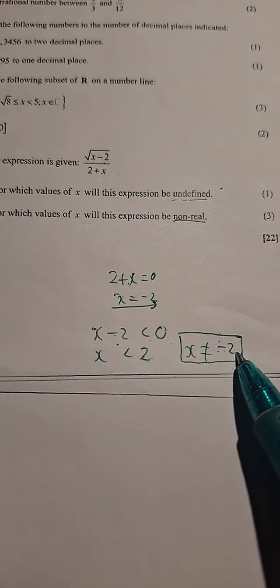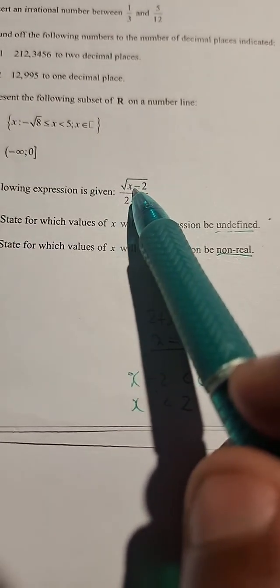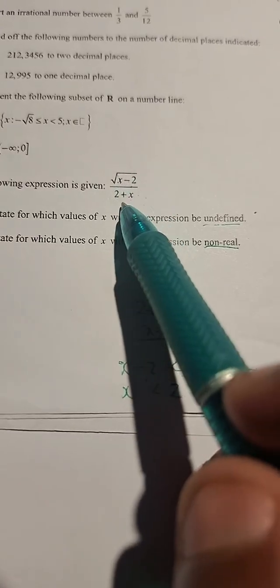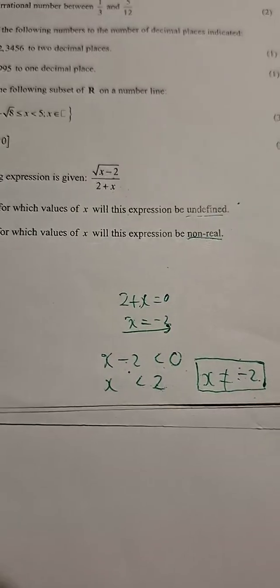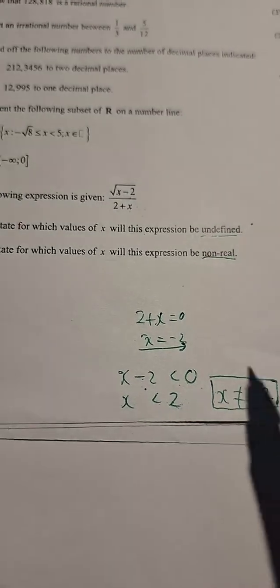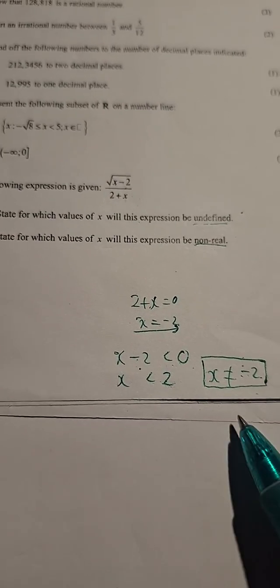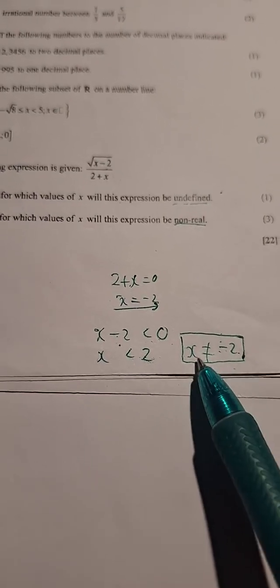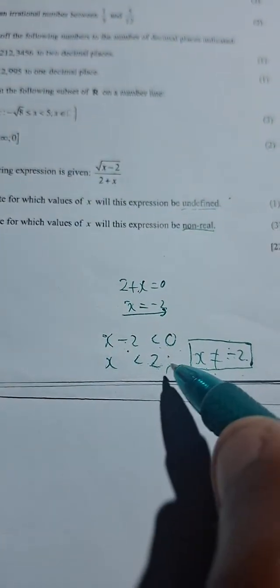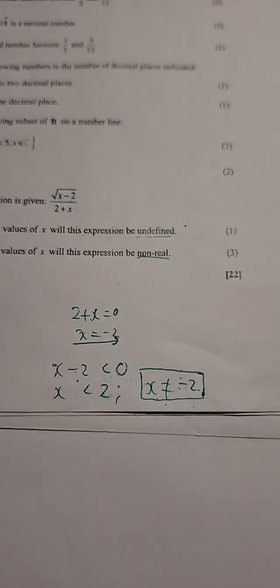x can be any value less than 2, but we cannot make that value of x be what? Negative 2. Because even though negative 2 minus 2 gives me non-real at the top, 2 plus the negative 2 in the denominator will lead to an undefined number. We want just non-real. We can't have undefined as well. So we say x is less than 2, but x cannot be negative 2. That is the full answer to number 3.